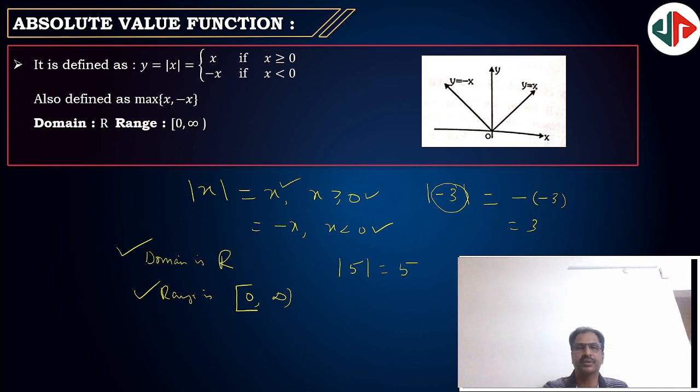That is the graph of mod x. Y is equal to x means a straight line passing through origin when x is greater than 0. Y is equal to minus x is also a line passing through origin when x is less than 0. So that will be the graph. Even from the graph it is very clear that the graph is always above the x-axis. Above the x-axis means y will always be positive.